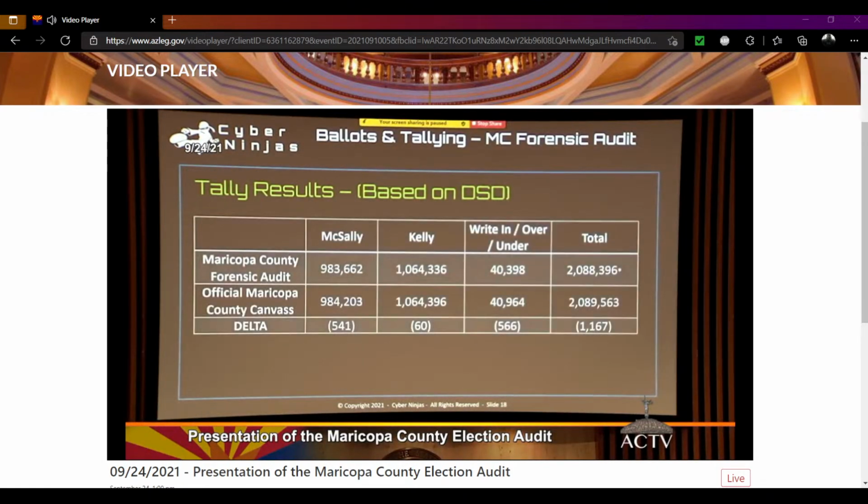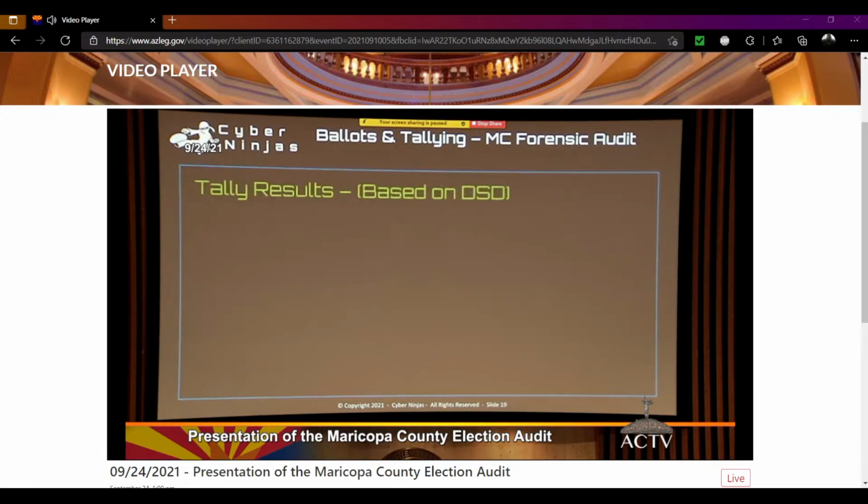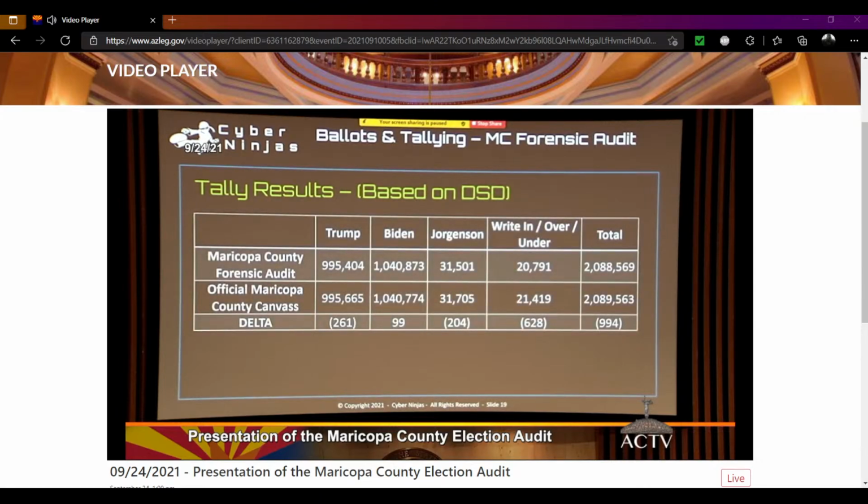So if we take a look at our final tally results and we look at the Senate race, it does look like Kelly still shows up as ahead. And we actually run into that we have 541 less for McSally and 60 less for Kelly in the ballot totals. If we take a look at the presidential race, Trump actually loses 261 votes from the official votes. Biden gains 99, and Jorgensen loses 204 votes.